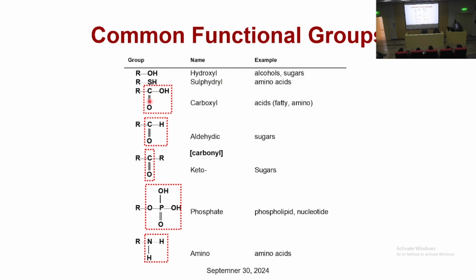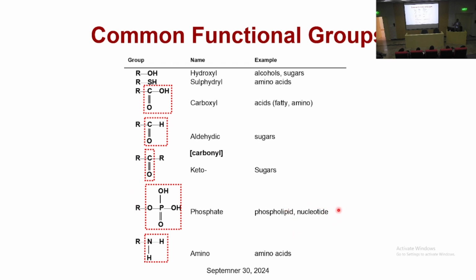We have also the carboxyl group, COOH, and this is found mainly in acids, and also in amino acids and fatty acids and whatever. We have also the aldehyde group, COH. This we find in sugar. So when sugar interacts with other molecules, the interaction occurs through this aldehyde group. We have also the carbonyl group, also in sugar. They have carbonyl group and aldehyde group, and we call it also keto group. Then we have the phosphate group, also in phospholipids and in nucleotides.